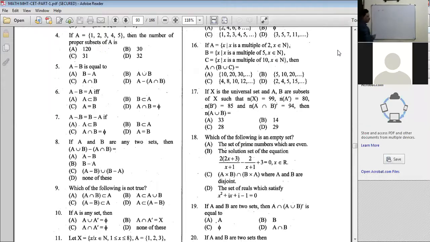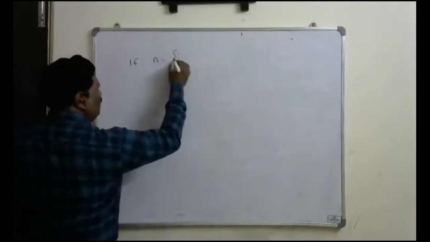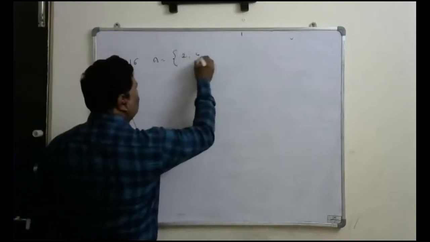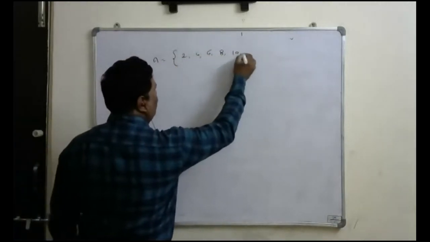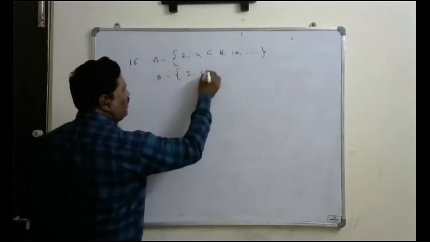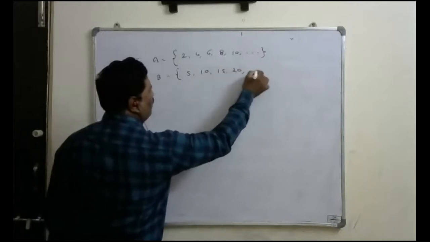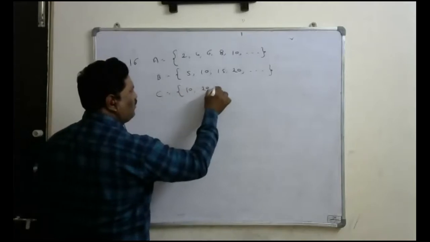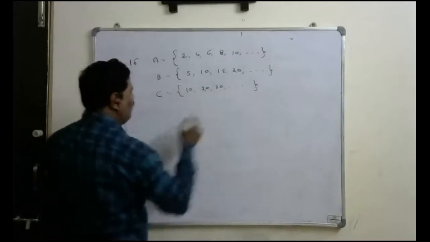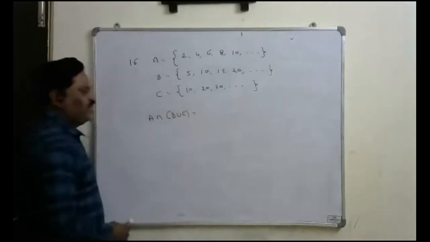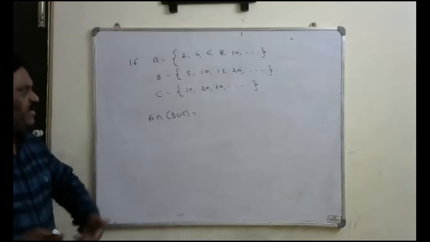Here A is given as multiples of 2. That is 2, 4, 6, 8, 10, etc. B is multiples of 5, that is 5, 10, 15, 20, etc. C are all the multiples of 10: 10, 20, 30, etc. Now we have to find A intersection B union C.